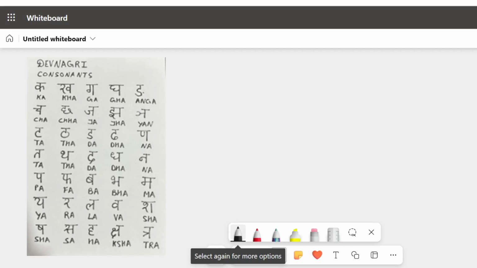In this lesson, we will learn about the consonants that we see in the third row on this chart. All these consonants that you see in the third row are retroflex consonants, which means to pronounce these, the tip of the tongue is curled inward and placed back against the palate. Such consonants are retroflex consonants.